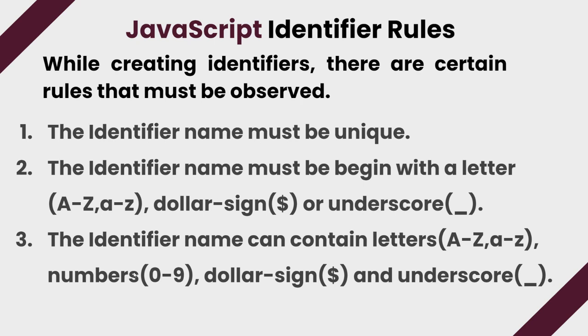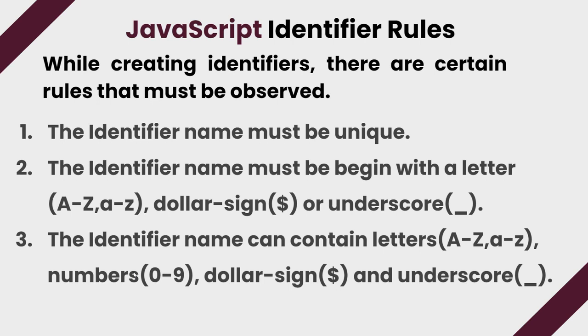So next we have the JavaScript identifier rules. By the word identifier rules, you would also know that these rules actually apply to variable names. They also apply to array names. They also apply to function names. They also apply to object names.